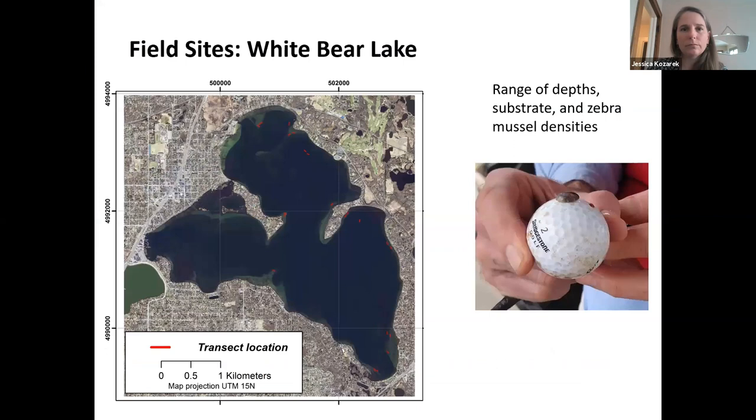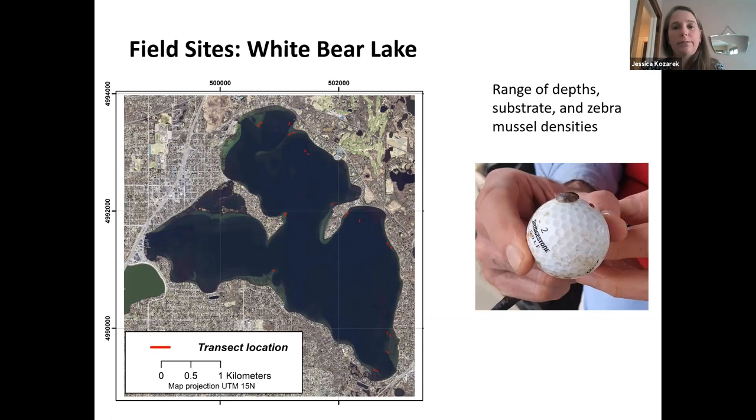So our zebra mussel site for phase two was White Bear Lake. And we selected White Bear Lake because it had a range of depths and different substrate types, as well as zebra mussel densities. The small red lines that you can see on this map of White Bear Lake are the locations of our transects where we collected this simultaneous multi-beam sonar data and substrate and zebra mussel density information. I think we had 24 different transects on White Bear Lake. And so we were really able to capture a large range of mussel densities and different substrate types.